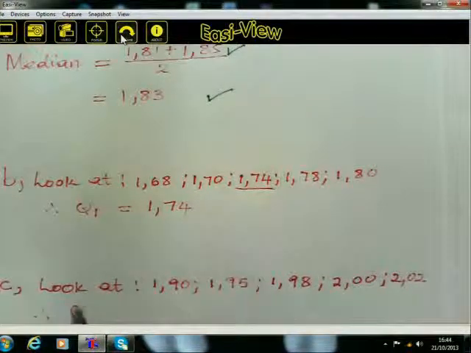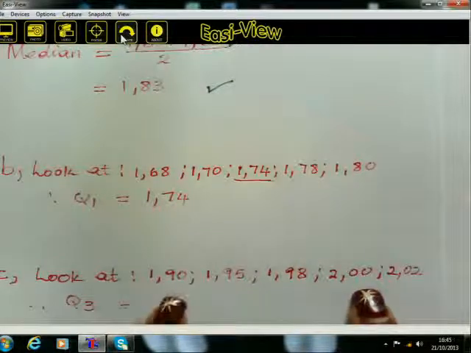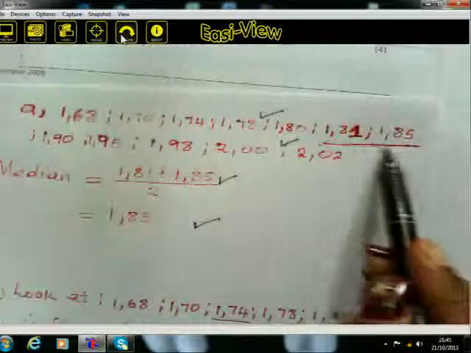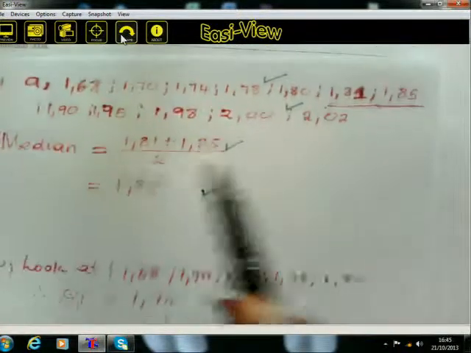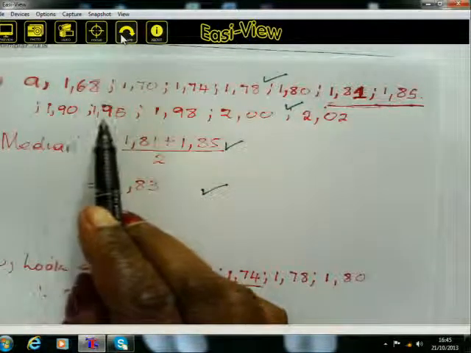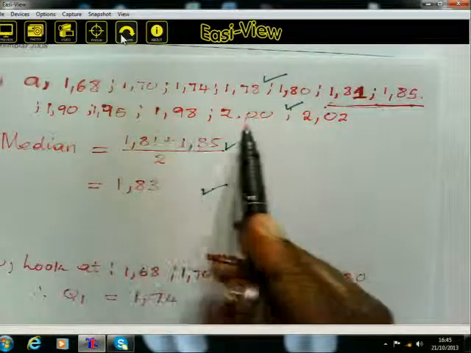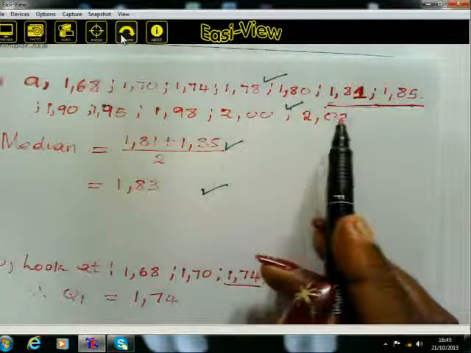Therefore your quartile 3, what will it be? Let us check. You have that data that appeared after the 2 middle numbers. You have started from 1,90 semicolon 1,95 semicolon 1,98 semicolon 2,00 semicolon 2,02.